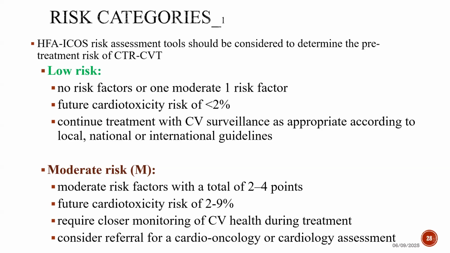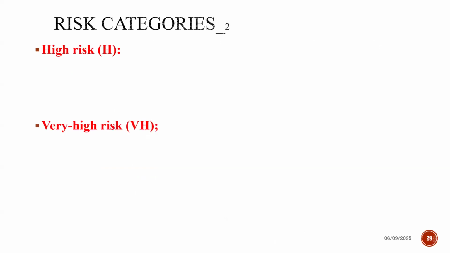Those with moderate risk are those who score between 2 to 4 points. And for these patients, their future cardiovascular risk is between 2 to 9%. And they will require a closer monitoring of their cardiovascular health during treatment as compared to those who have low risk. And these patients should also be referred for cardio-oncology or cardiology assessments. And this is mainly to help modify and treat their underlying cardiovascular disease or risk factors.